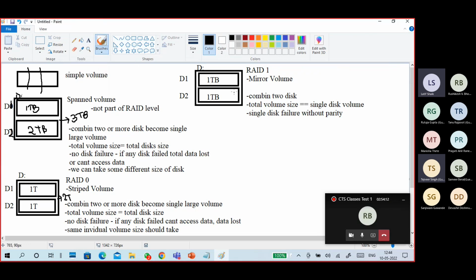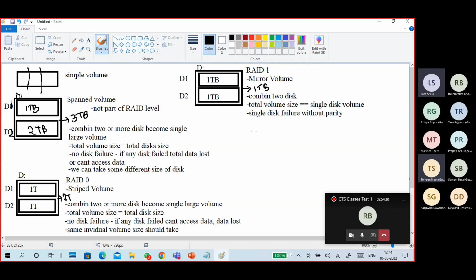So 50% of the total volume is reduced. The size of this total volume is 1 terabyte only. 1 terabyte plus 1 terabyte is 1 terabyte. 2 plus 2 is 2. 4 plus 4 is 4. 5 plus 5 is 5. Like that it will be.